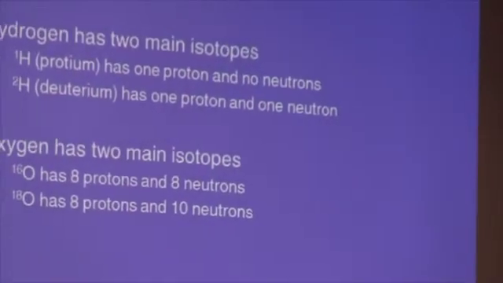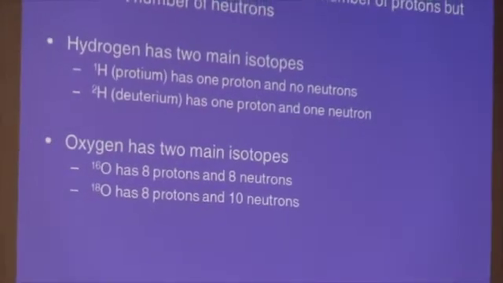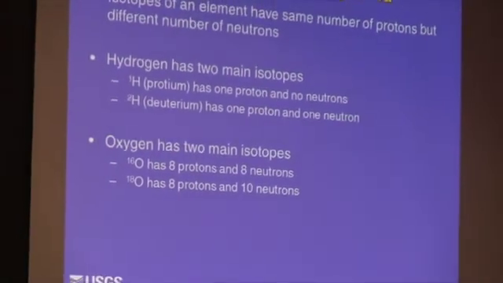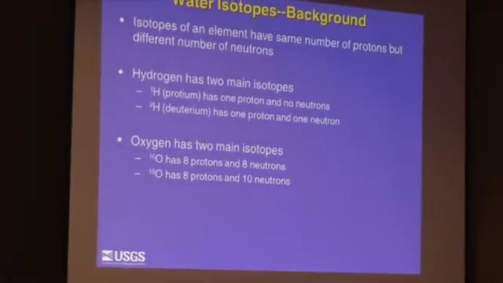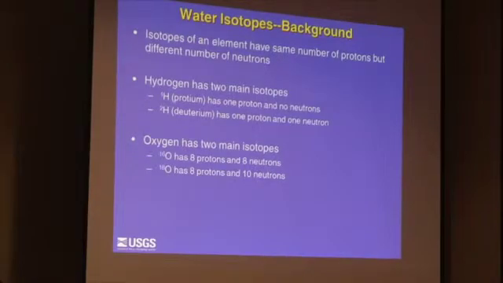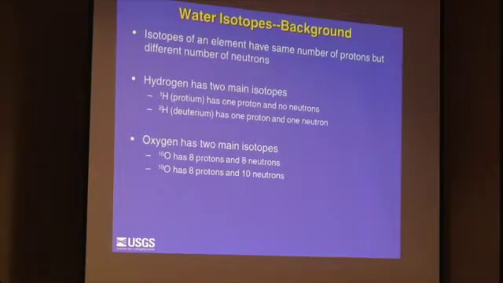Next slide. A very brief background on water isotopes. What are they? Well, they're just isotopes of an element. They have the same number of protons, but they have a different number of neutrons. So hydrogen has 2 main isotopes, protium and deuterium. Protium has no neutrons, and deuterium, which is H2, has 1 neutron. Similarly, oxygen has 2 main isotopes, O16 and O18, and they differ in the number of neutrons.